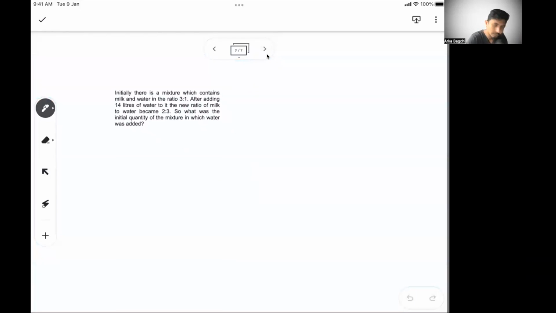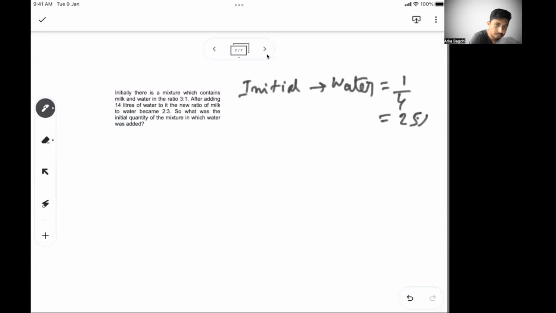Moving on, they said initially there is a mixture which contains milk and water 3:1. After adding 14-liter water, it becomes 2:3. Again, a similar kind of problem. I'm doing multiple of these problems so that it is inscribed in your mind how to solve this type of problem. So again, initial, and since water is added, let's consider the water's percentage. So initially water is 3:1, so that means 1/4 or 25%. You have added 14-liter of water, which means 100% of water.